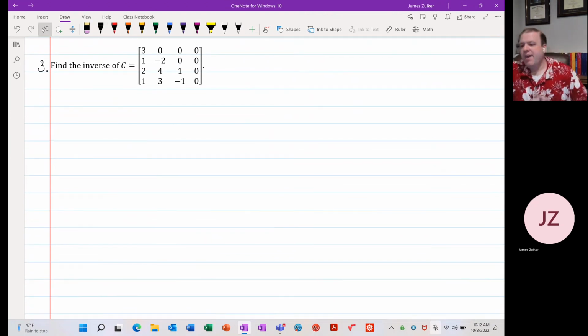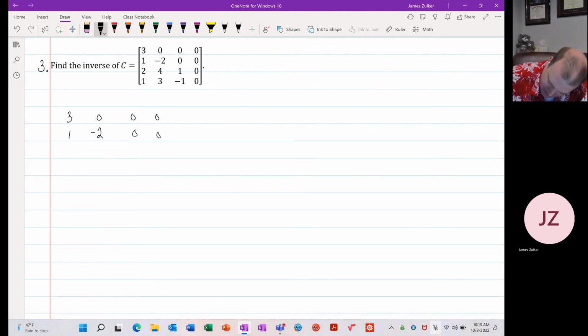This time we have a 4 by 4. Now, the procedure is the same. We want to take the matrix, and augment it now with the 4 by 4 identity.